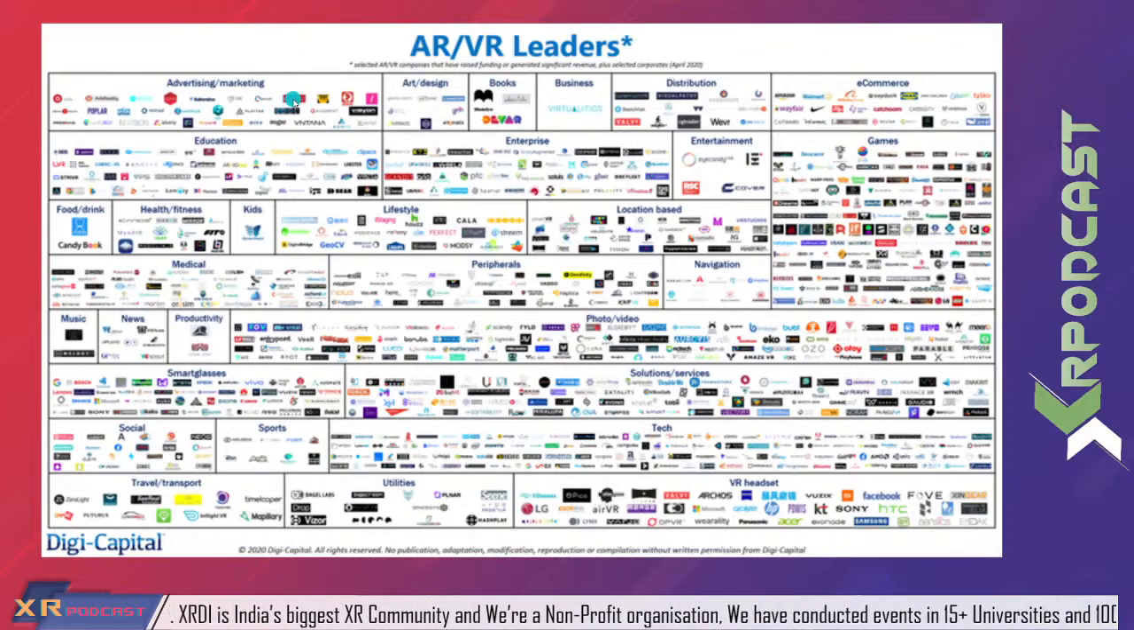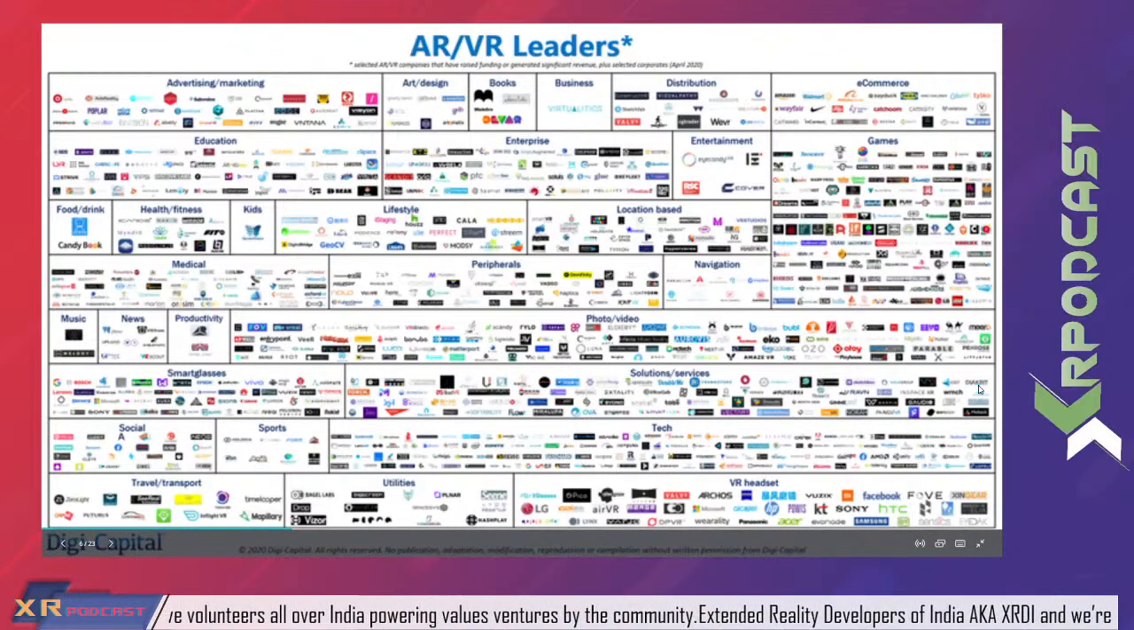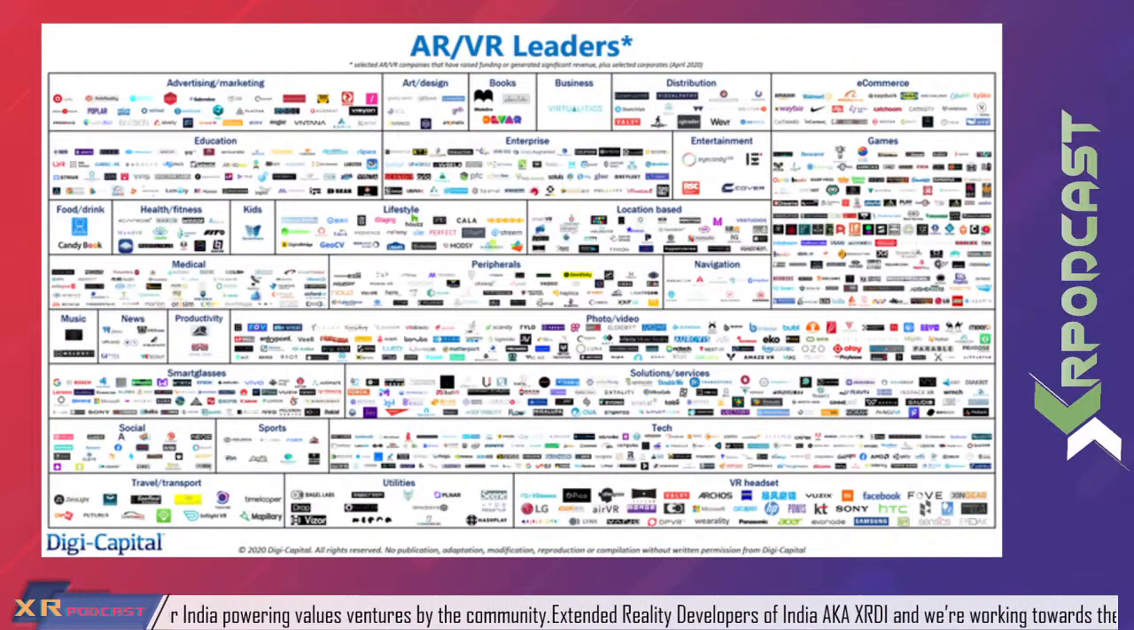So there is advertisement and marketing, there is art and design, there are books being built in virtual reality and augmented reality, there are businesses, distributions, e-commerce, education, enterprises, entertainment, games, food and drink taking advantage of VR and AR, health and fitness, kids, product, lifestyle and location based services, navigation, peripherals, and medical, and so many things. I cannot even read all. I don't have time for that. So all these products are taking advantage.